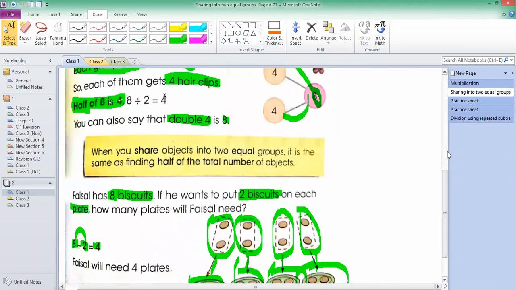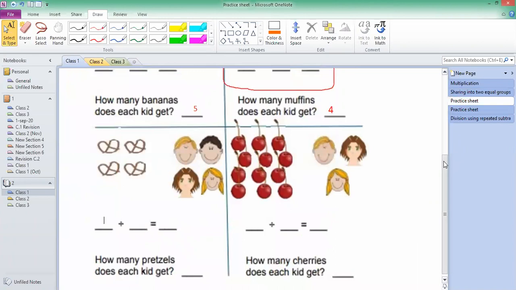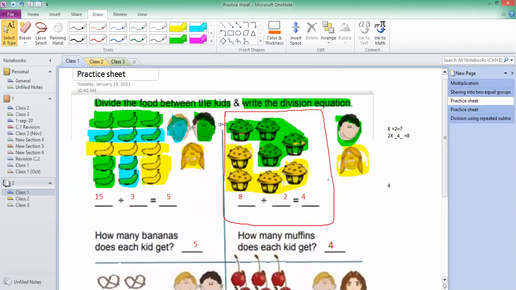Now you have done some work in the practice sheet also. We did a practice sheet yesterday where you had to divide the food between the kids. Here there were two kids, which means you were dividing into two equal groups. This green portion is for this boy and this yellow portion is for this girl. So he took 1, 2, 3, 4 among 8 muffins. She also gets 4. How many muffins does each kid get? They both get 4 muffins.